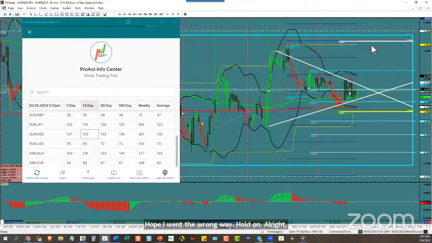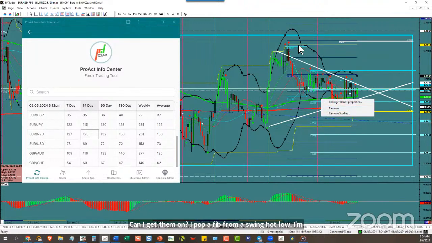All right, so you can see, the range top is the pattern target. The ATR is that. I need some fibs in here. Can I get them on? I pop a fib from a swing high, low. I'm gonna do this little move over here. I'm gonna use the most recent. I can use that one, but I got one right here, and I like to use the most recent if I can. Swing low, swing high, swing low.